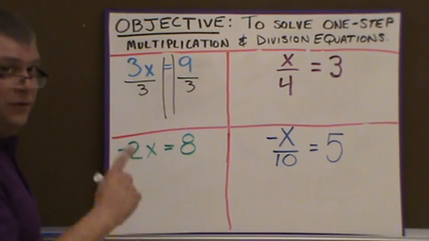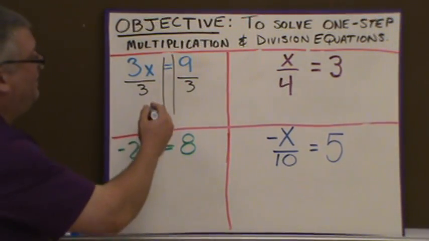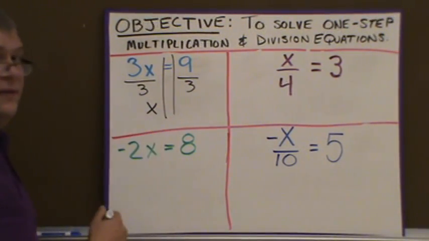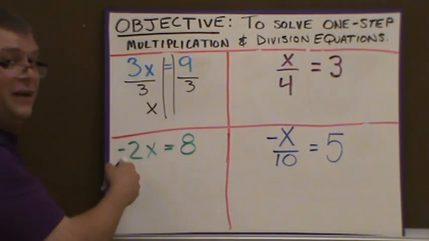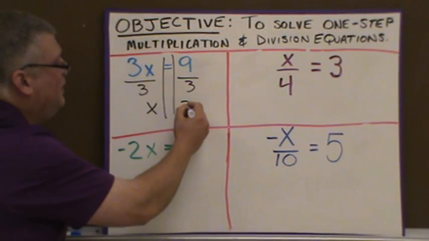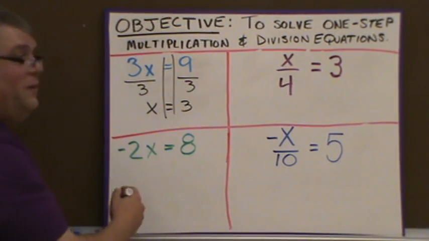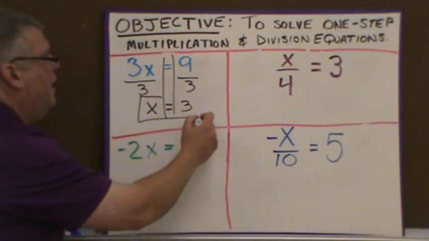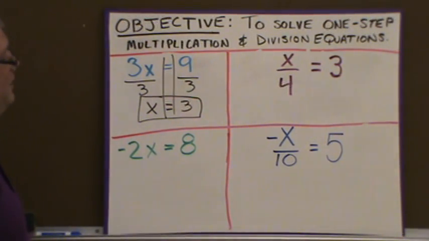3 over 3 is 1. 1 times x is x. That's why we divided by 3. It got rid of the 3 and kept the x. 9 divided by 3 gives me 3. Equal sign is still there. There is my final answer: x equals 3.